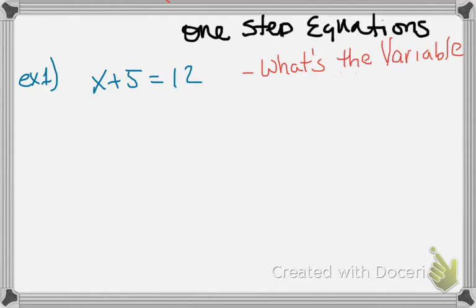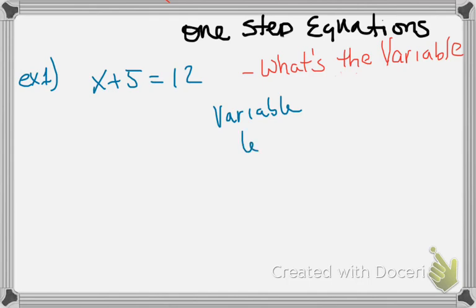Alright, so here's a simple example: x plus 5 equals 12. The first thing I want you to think about is what is the variable. So the first thing you need to remember is the definition of a variable. A variable is a letter or symbol that represents an unknown.